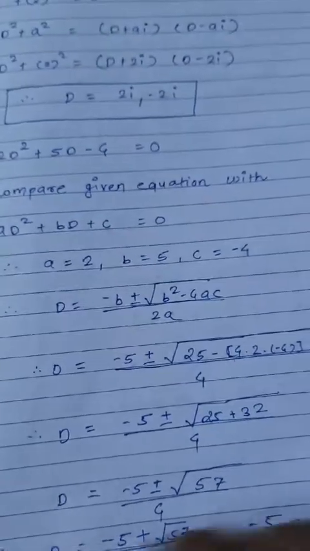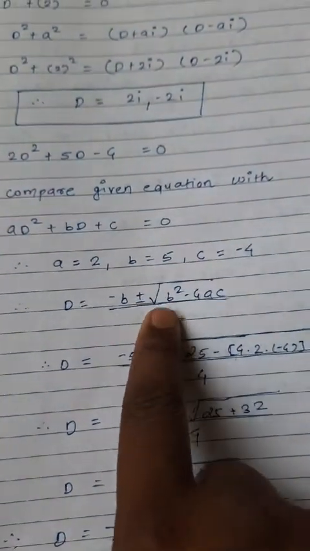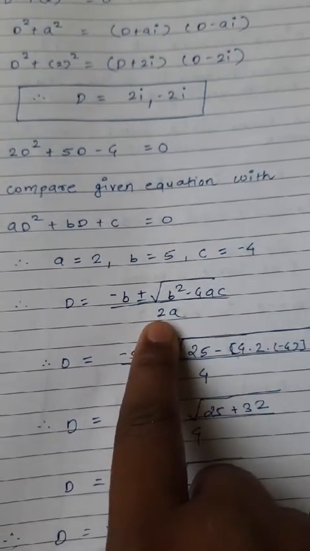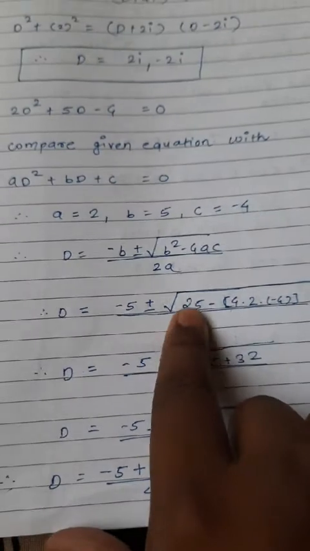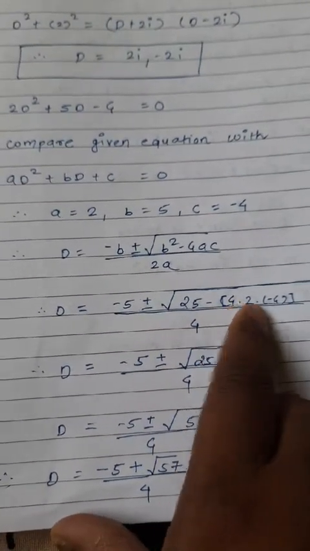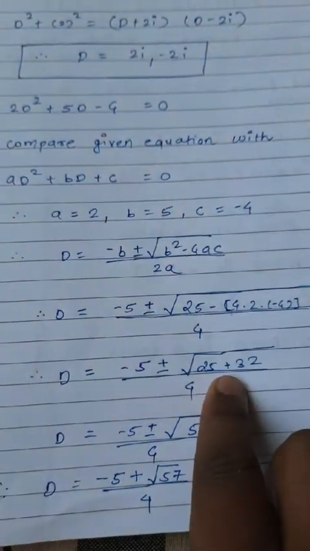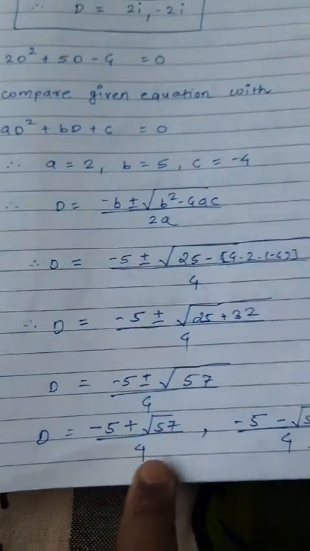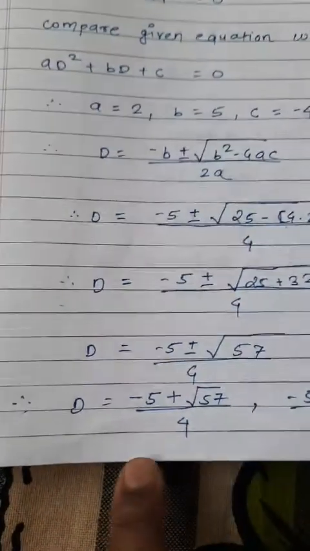So use the formula d is equals to minus b plus or minus under root of b square minus 4ac divided by 2a. Now it becomes minus 5 plus or minus under root of 25 minus, put bracket, 4 into 2 into minus 4. So minus minus gets plus. So hence this is your final answer. As the highest degree term is 2, therefore we have 2 roots over here.